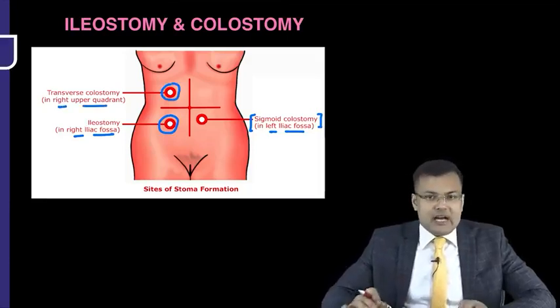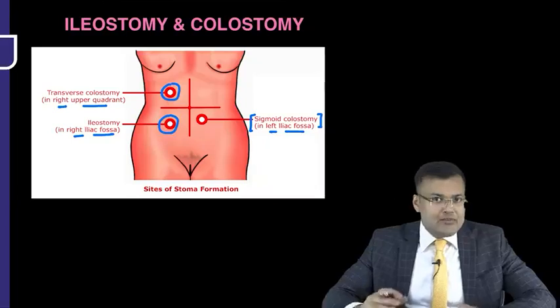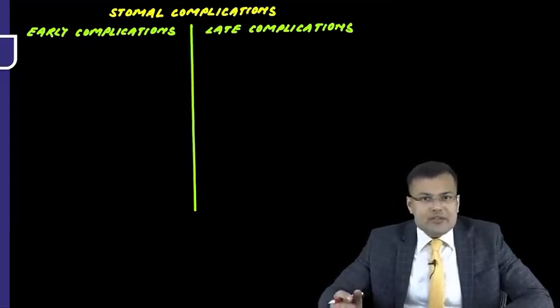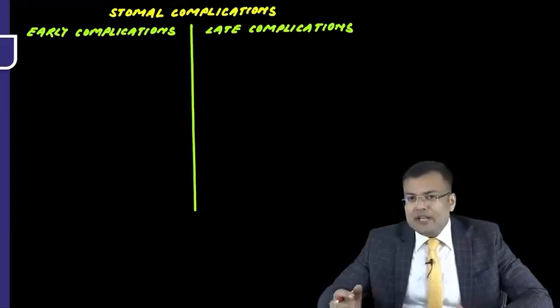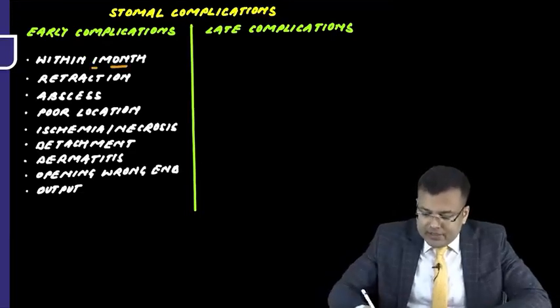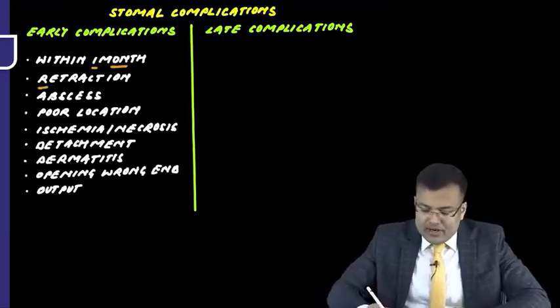Most of the questions which are asked in relation to stoma, ileostomy and colostomy are related to complications. See the complications: stomal complications are divided into early complications and late complications. Early complications are seen within 1 month and the late complications are seen after 1 month. So here you can see it is seen within 1 month. And what are the complications? Retraction, there can be abscess, there can be poor location.